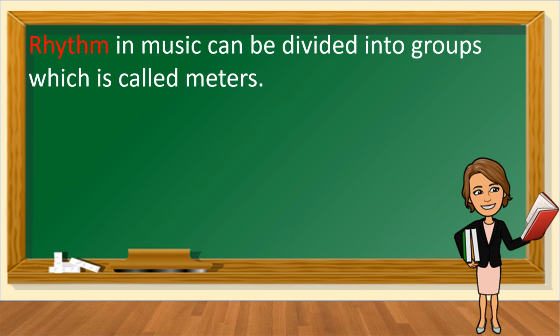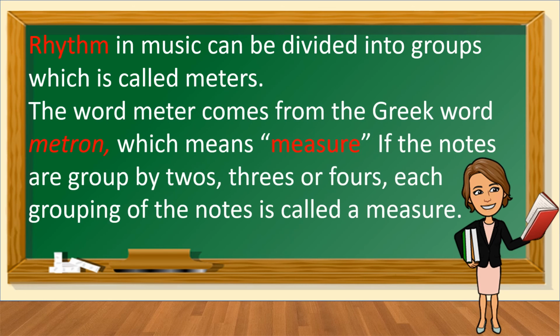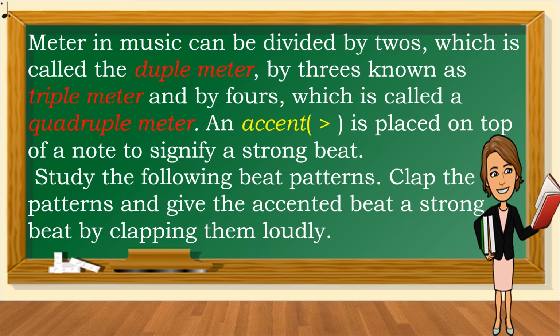So rhythm in music can be divided into groups which are called meters. The word meter comes from the Greek word metron, which means measure. If the notes are grouped by twos, threes, or fours, each grouping of the notes is called a measure. Meter in music can be divided by twos, which is called the duple meter, by threes, known as triple meter, and by fours, which is called a quadruple meter.